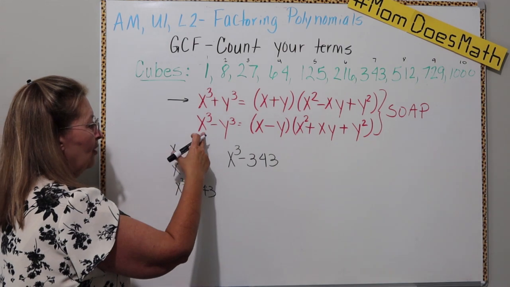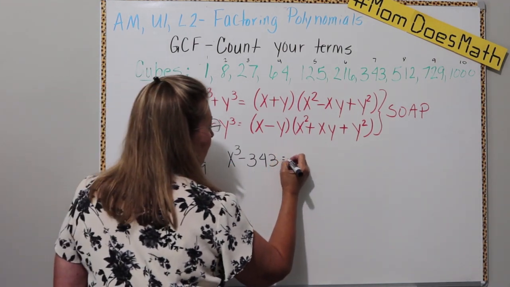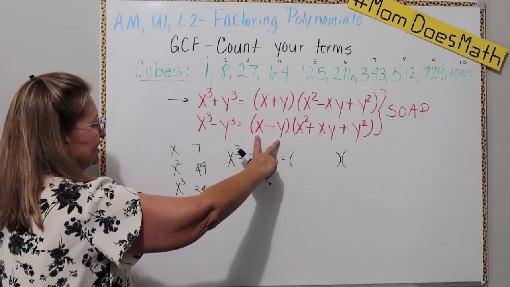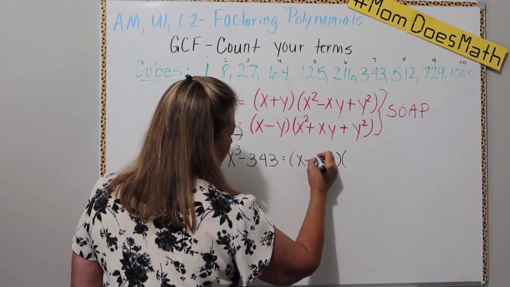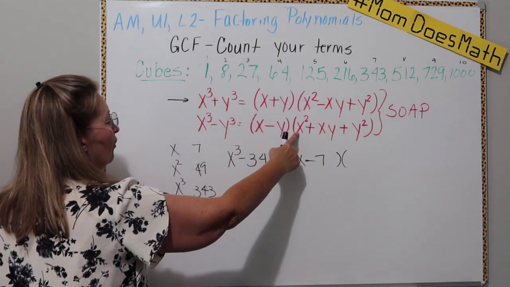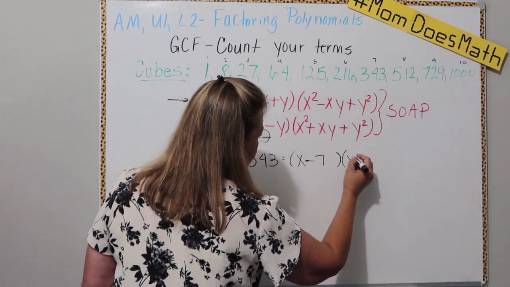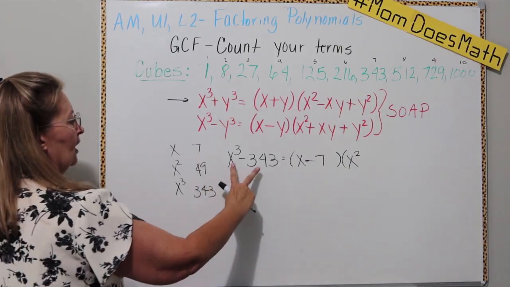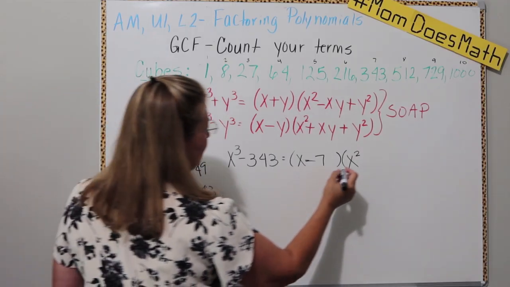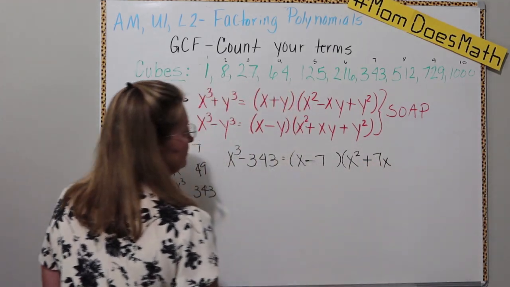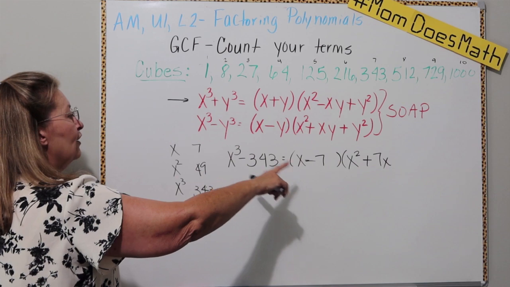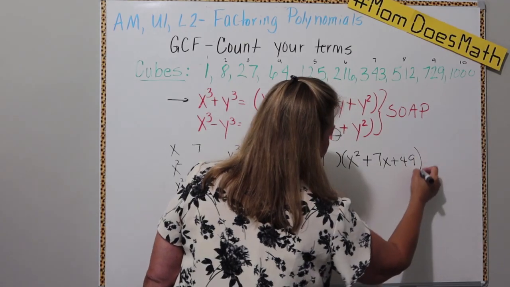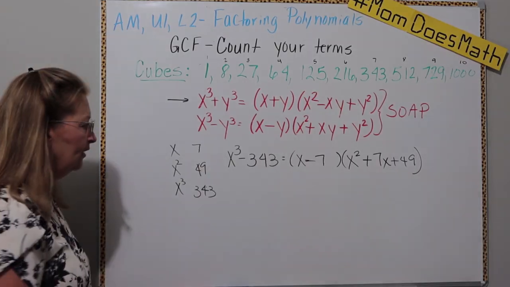Now we're going to be using the bottom formula since this is a difference. The only thing changed is going to be the signs. So I want my cube root of the first and second terms, x minus 7. Now I want the square of the first, so that's x squared. For my middle term, I'm going to multiply the cube roots of both of these numbers, so that's x times 7, which is 7x. Then my last thing is the square of the root of this, which was 49. Are you kind of getting the hang of it now?